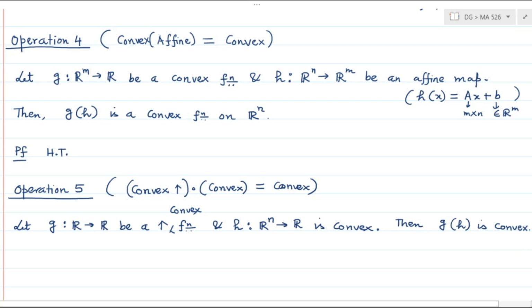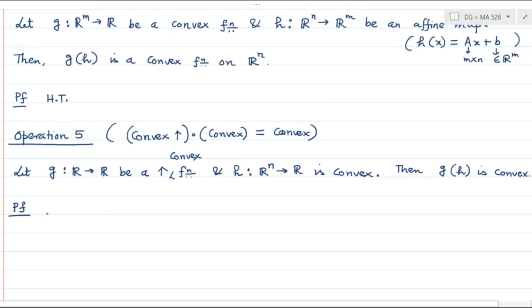Again, this is trivial. I'm not going to prove it. If I skip everything, that is also not good. Let me just give you a hint here, that why the increasingness is required. This is due to the following fact, that if your function h is convex, then you know that h of lambda x1 plus 1 minus lambda x2 is less than or equal to lambda of h x1 plus 1 minus lambda h x2, right?